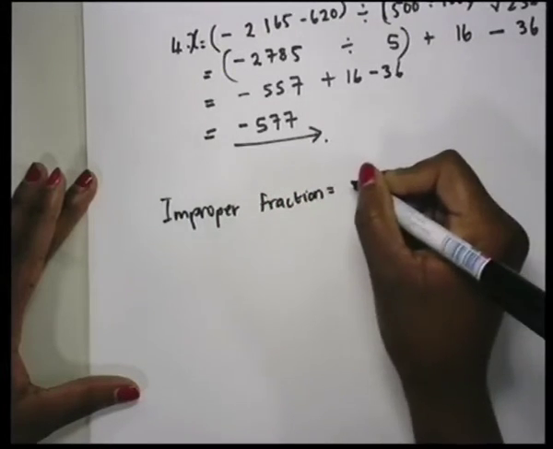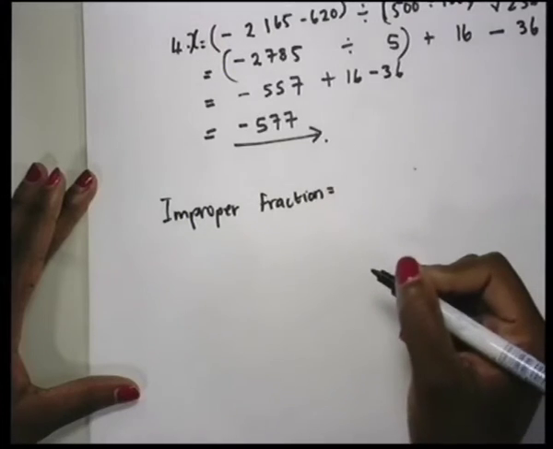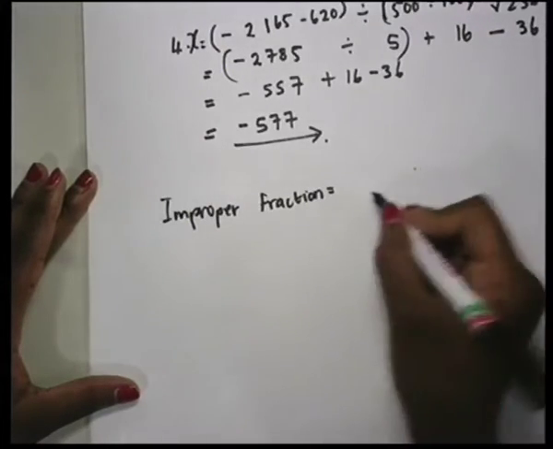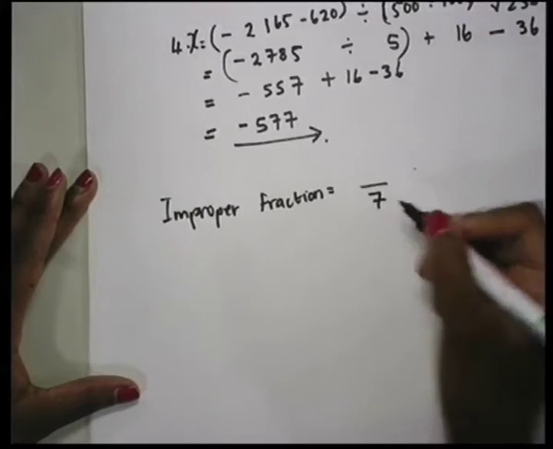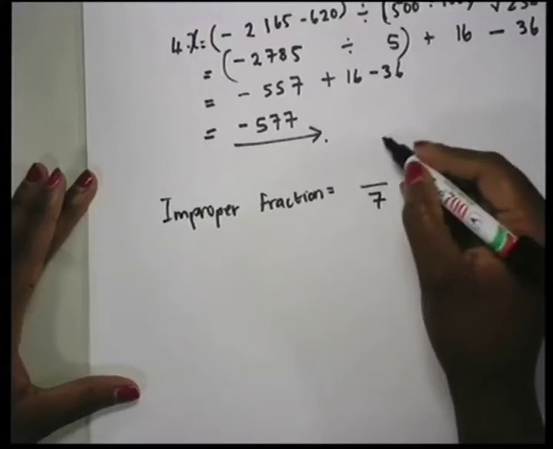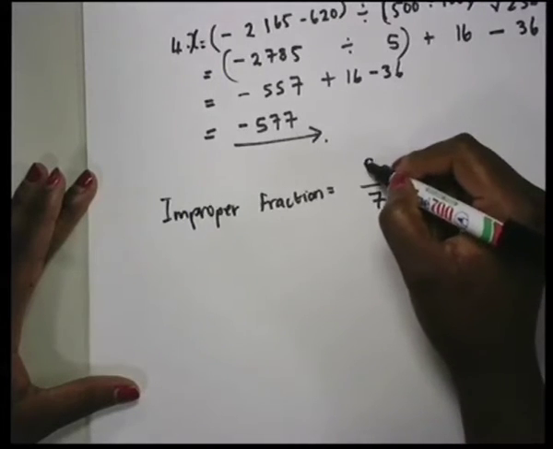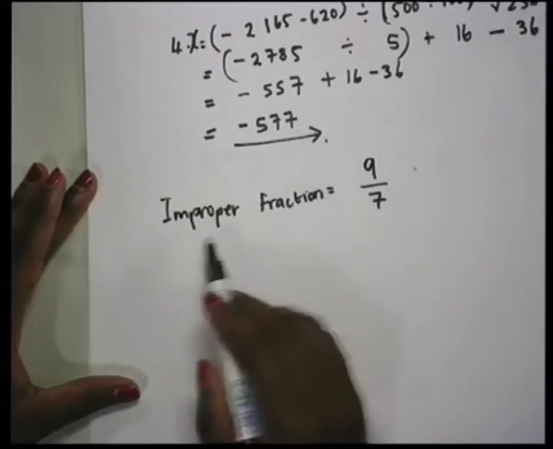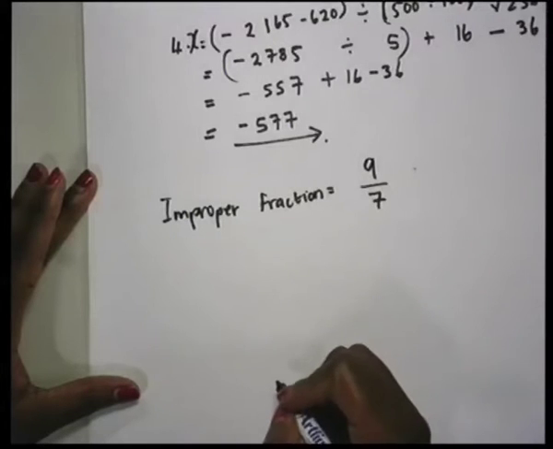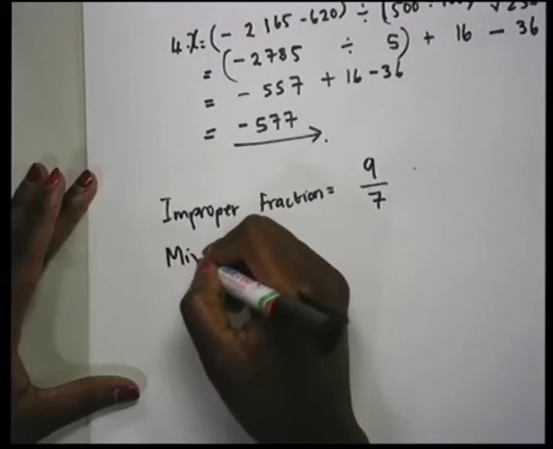It's when the numerator is greater than the denominator. So meaning, let's say the denominator is 7, then the numerator must be bigger than the denominator. In this case, let's say 9. 9 over 7. This is then an improper fraction. Then we have what we call a mixed fraction.